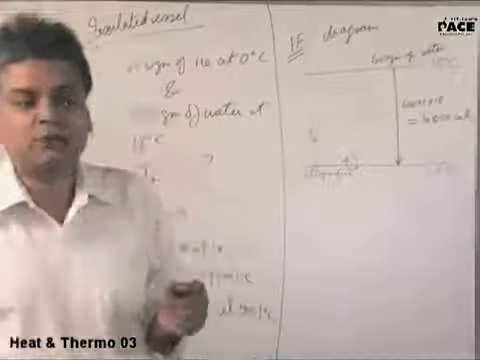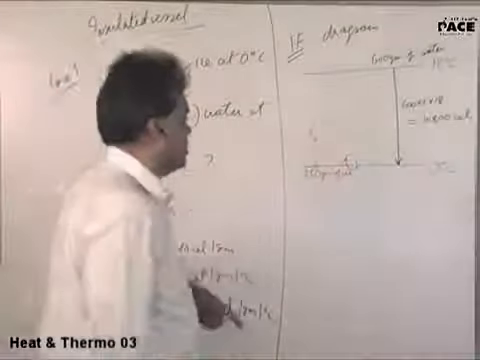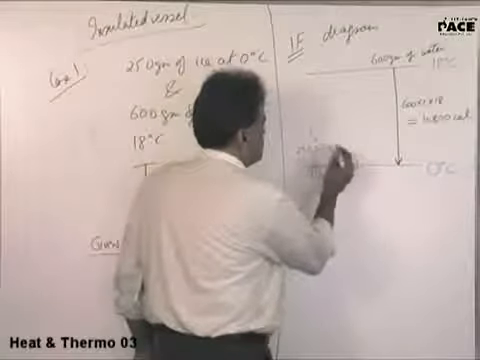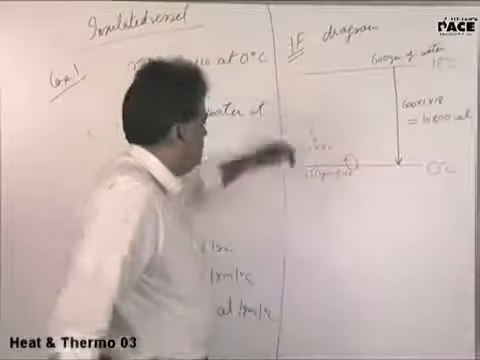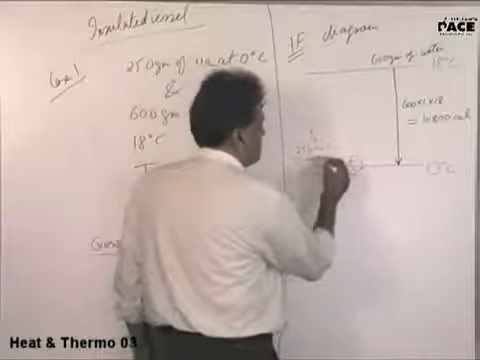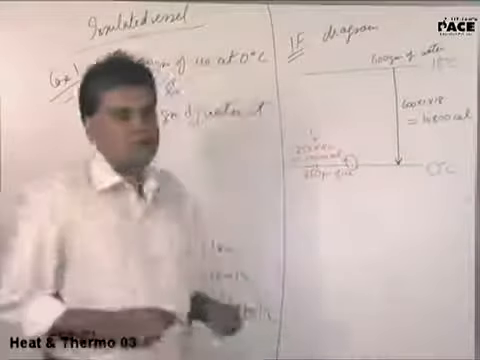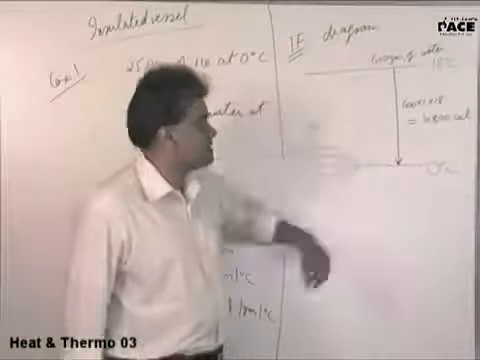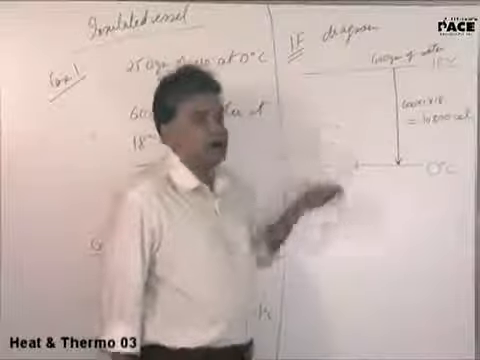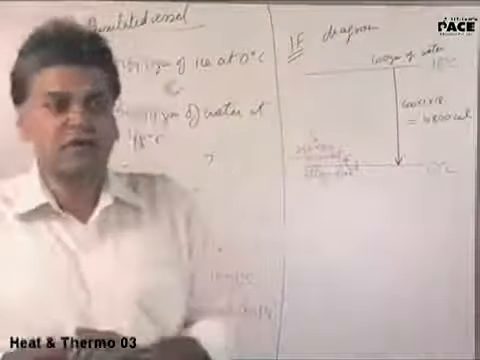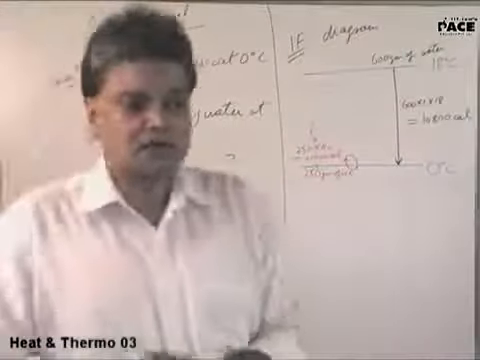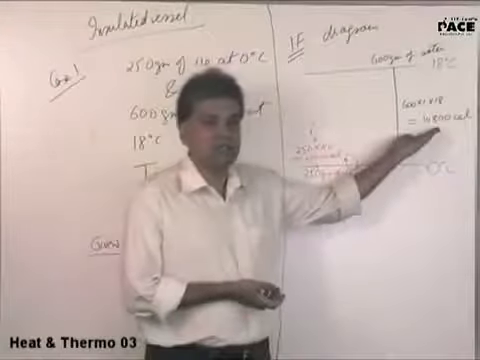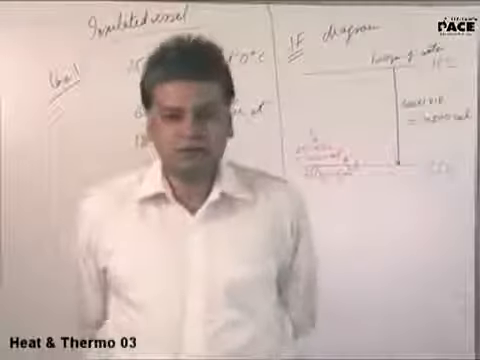For 0 degree ice to become 0 degree water, how much heat will be required? 250 into 80. How much is that? 20,000. That will be 20,000 calorie. So now I don't have to worry further, because this is the heat supplied and this is the heat required. So now looking at this, can we say all the ice will melt? No, sir. Because you require 20,000 calorie, what is available is 10,800 calorie. So what is going to happen?